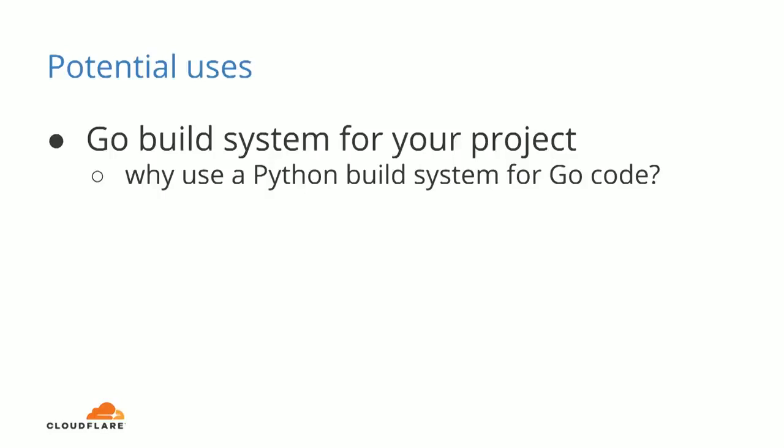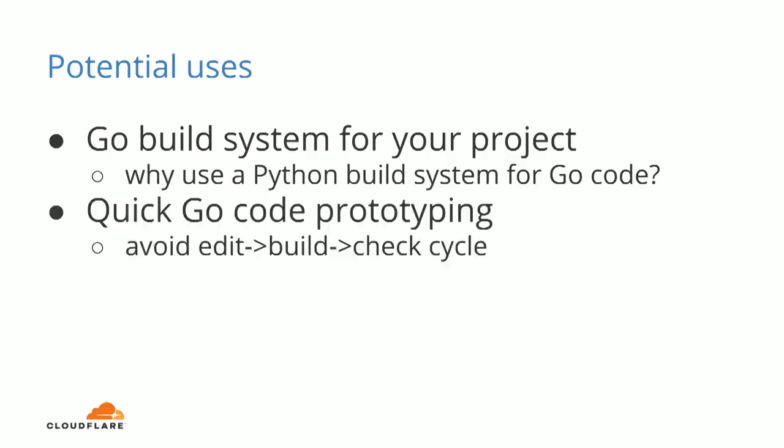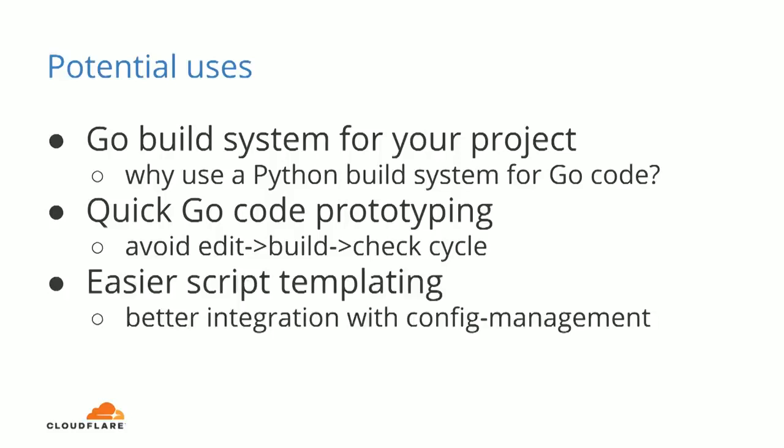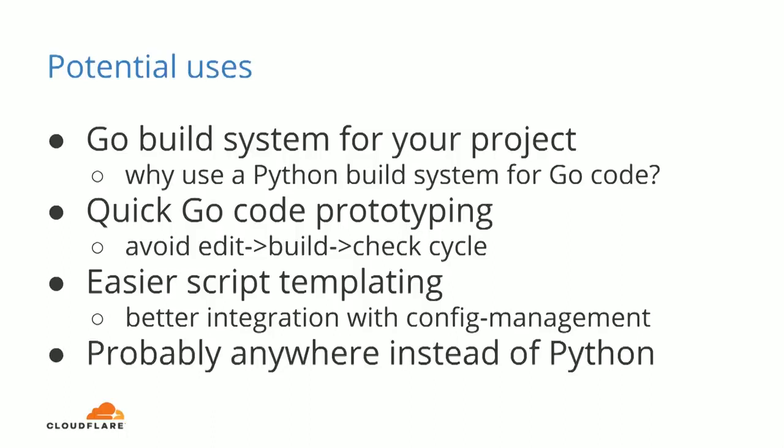Some potential use cases. Let's imagine a Go build system for your Go projects. Why would you use Python if you like Go, right? Quick Go code prototyping and easier script templating. Sometimes you want your code to be in source form to stack it into config management systems or something like that. And well, basically anywhere where Python is used now, you can replace it with Go easily.